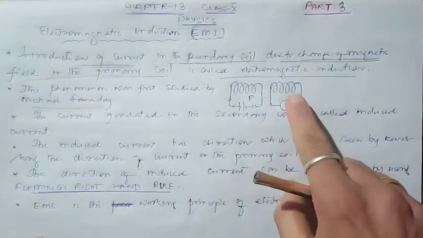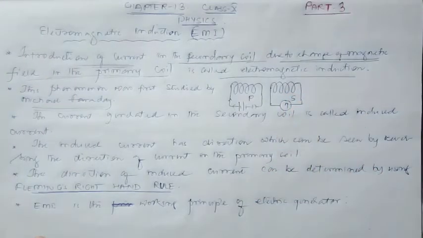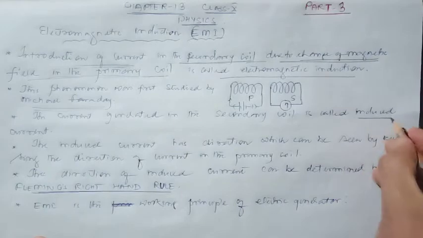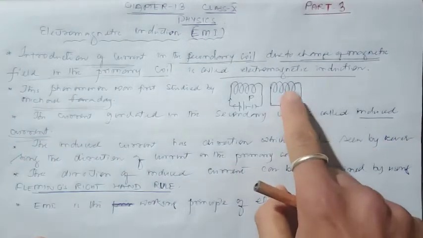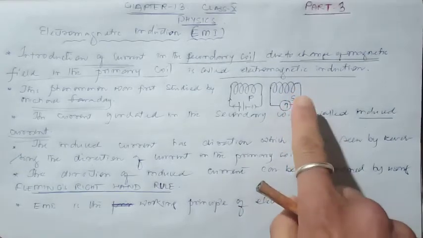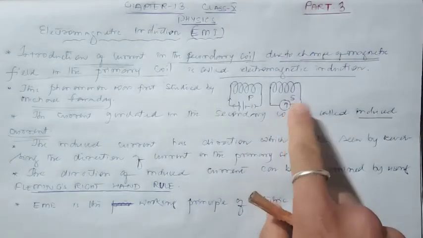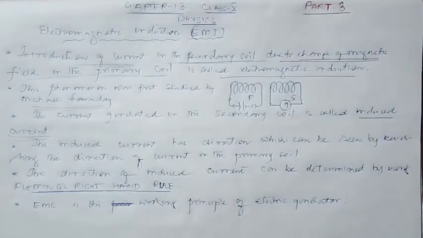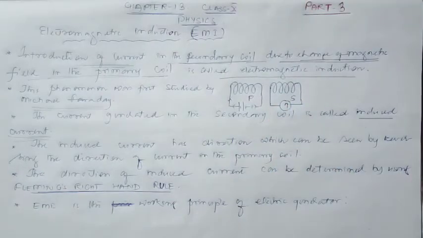Student, the current which flows through this coil, the secondary coil, is given a name called induced current. This induced current has a direction, student. How do you know this induced current has a direction? What is the meaning of this induced current having a direction?